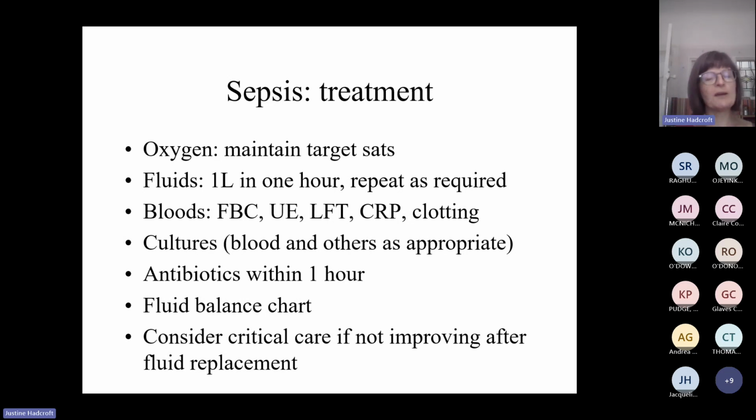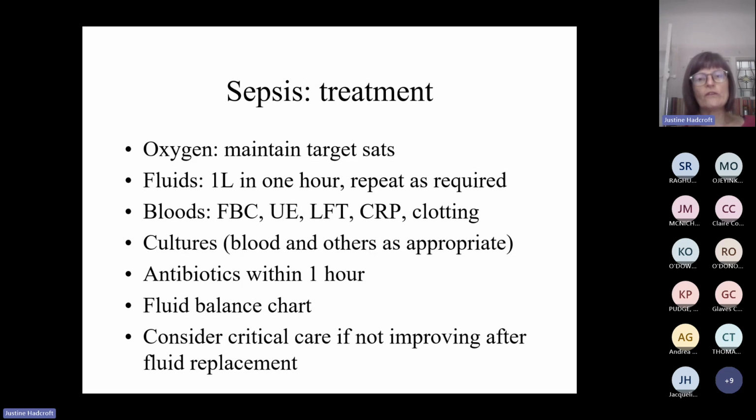Check bloods, so full blood count for a white cell count, U and E for the urea and creatinine and GFR, LFTs to see if there's any end organ damage. CRP is a marker of infection. Clotting as well, so clotting can go off if you're septic. If you're septic, you can get DIC.